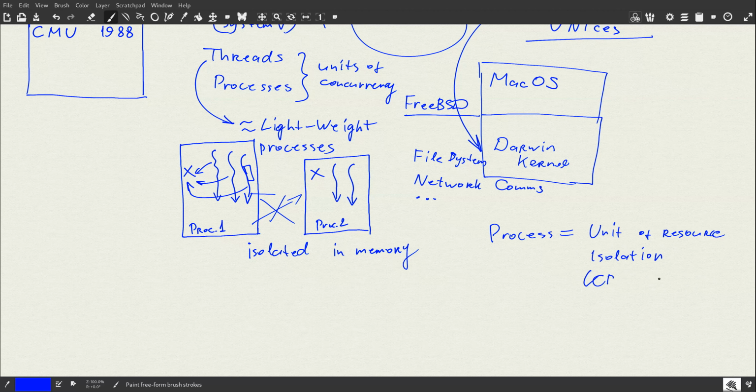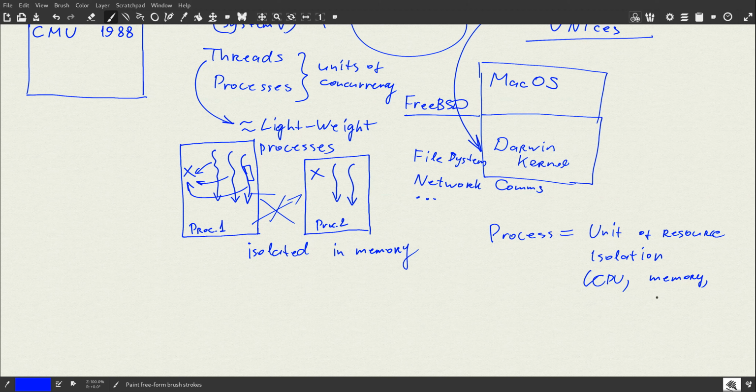CPU, memory, file descriptors are per process. So if you create a file descriptor with exactly the same number, 0, 1, and 2, where 0 in Unix means standard input, 1 means standard output, and 2 means standard error, then these file descriptors within one process and within another process mean completely different devices. So for example, your standard output can be directed into one file for process 1 and to a completely different file in process 2.